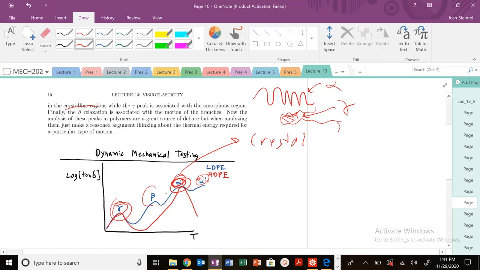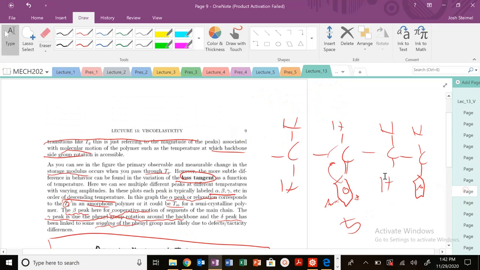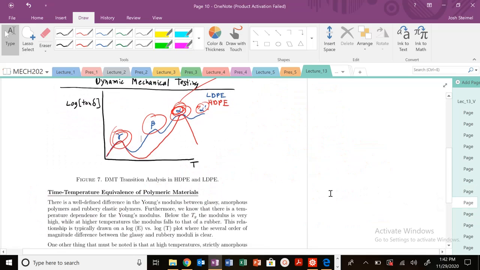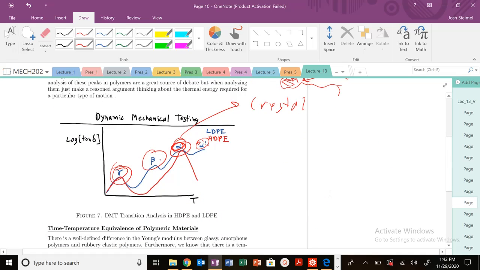For LDPE, we see this beta peak. We see it for LDPE, but not for HDPE. What could be moving there? Well, look at the structural difference between high-density and low-density polyethylene. It's the presence of these branches. So perhaps this peak is related to the motion of the branches, maybe the motion of the branches in the amorphous regions. And we can see this alpha prime peak as well for LDPE. Maybe, again, that's related to the motion of the branches.